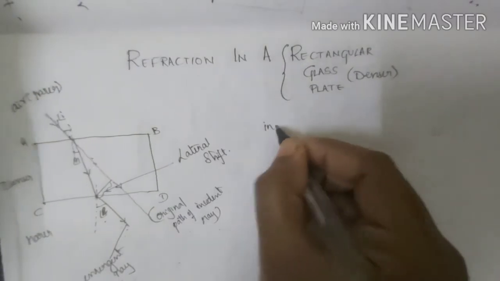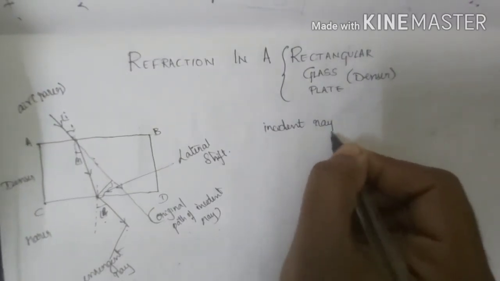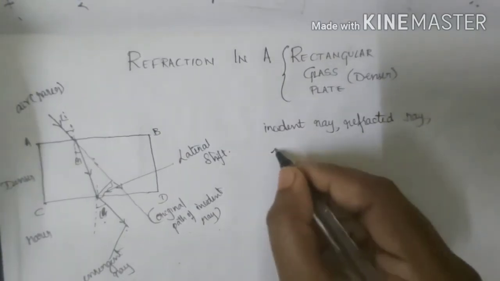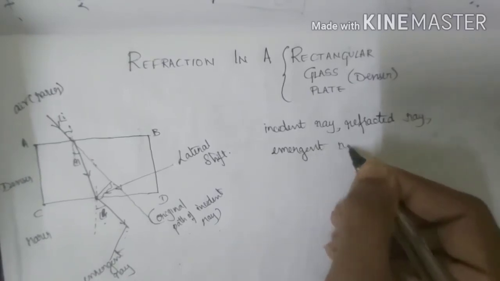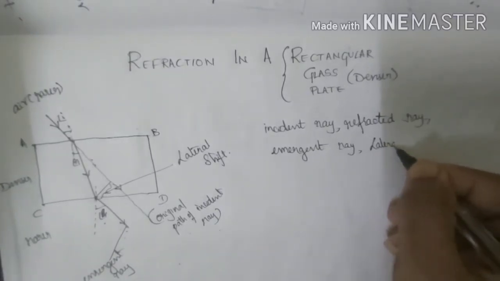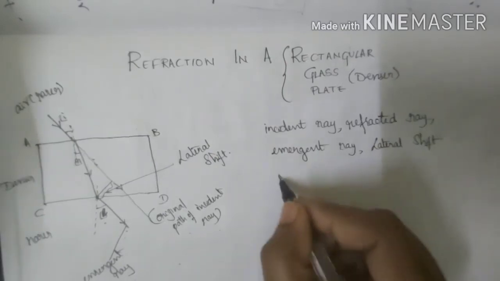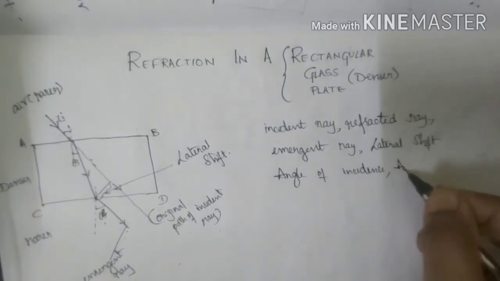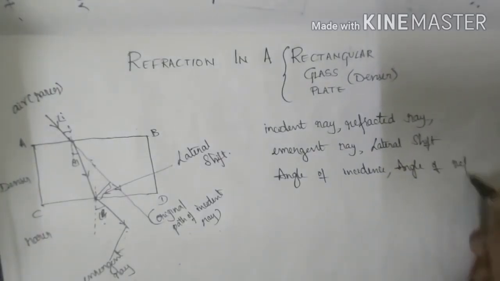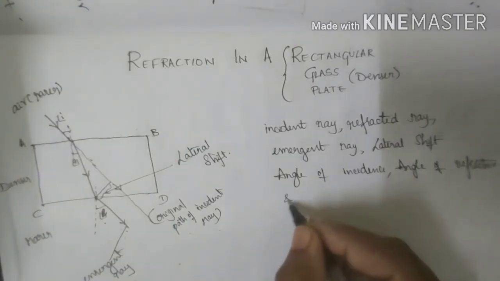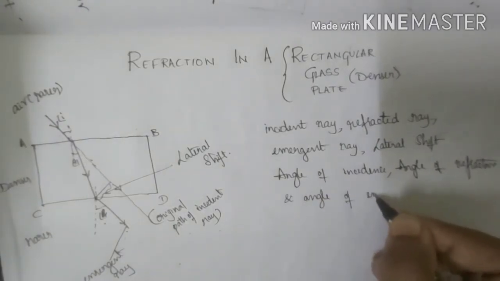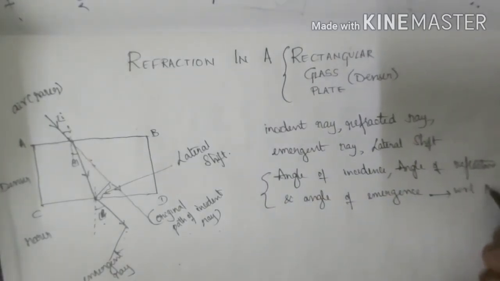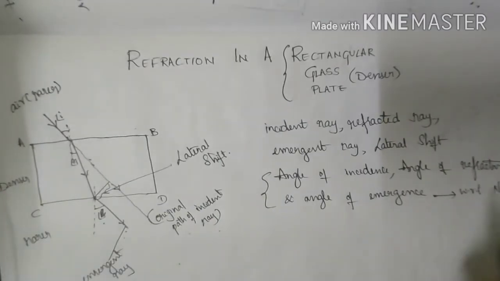So this you will be learning in the phenomenon of refraction in a rectangular glass plate: incident ray, refracted ray, emergent ray, lateral shift, and all the other things like angle of incidence, angle of refraction, and angle of emergence. All these three angles are always measured with respect to what? With respect to the normal that is drawn exactly at the point of incidence.